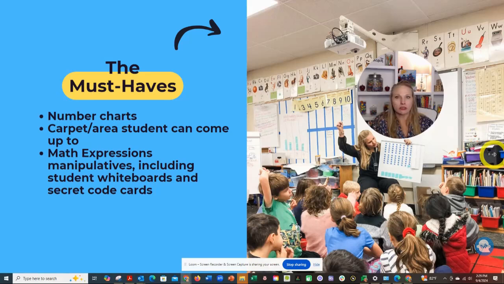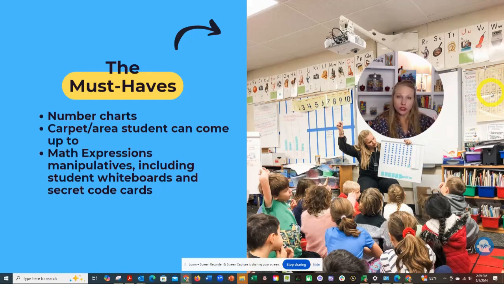I think must-haves include number charts. So just like we would never take down our alphabet cards that are in the classroom, I would suggest that you never take down your number charts. Now you can see in this classroom, they have their number parade, they have their 120 chart. Like those are essential number posters.